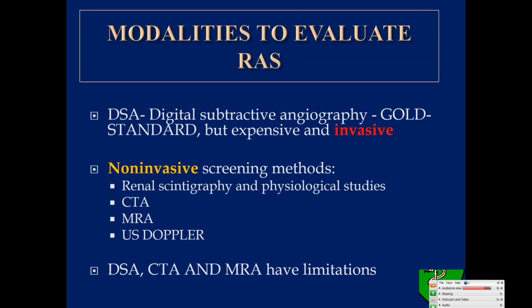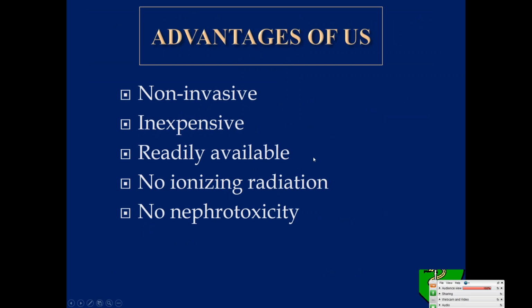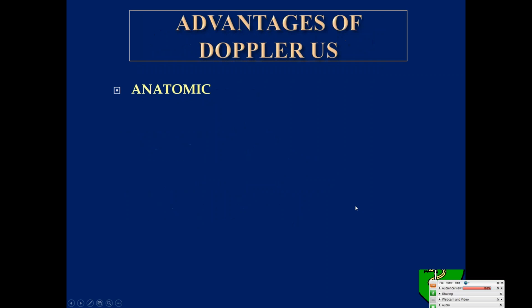There are multiple different modalities available for diagnosis of renal artery stenosis. However, we have some limitations with all of these modalities, such as CTA, MRI, Doppler, and renal scintigraphy. The ultrasound provides some advantages. It is a non-invasive test. It's inexpensive. It's readily available. It uses no ionizing radiation, and there is no nephrotoxicity associated with it.